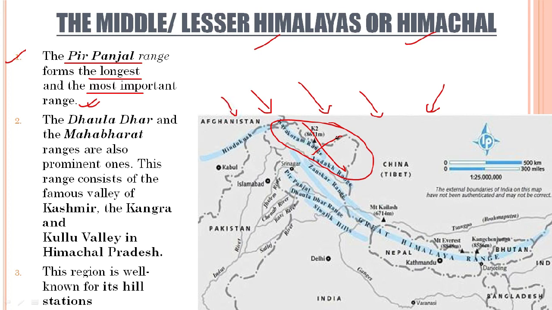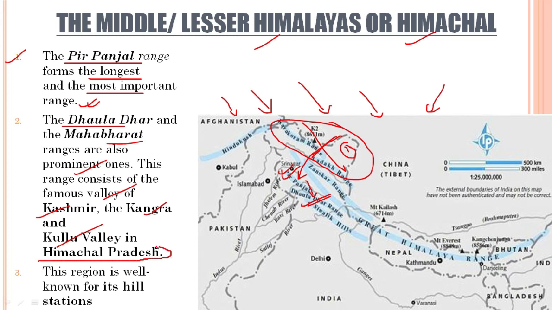So in zone 1, the zone of the greater Himalayas, we don't need to find anything because we are studying the lesser Himalayas. So keep descending southwards, and as you do, you find your Pir Panjal range, and almost adjacent to that lies the Dhauladhar range, which is point 2. The Dhauladhar and the Mahabharat ranges are also prominent ones. This range consists of the famous valley of Kashmir, the Kangra and Kullu valley in Himachal Pradesh.